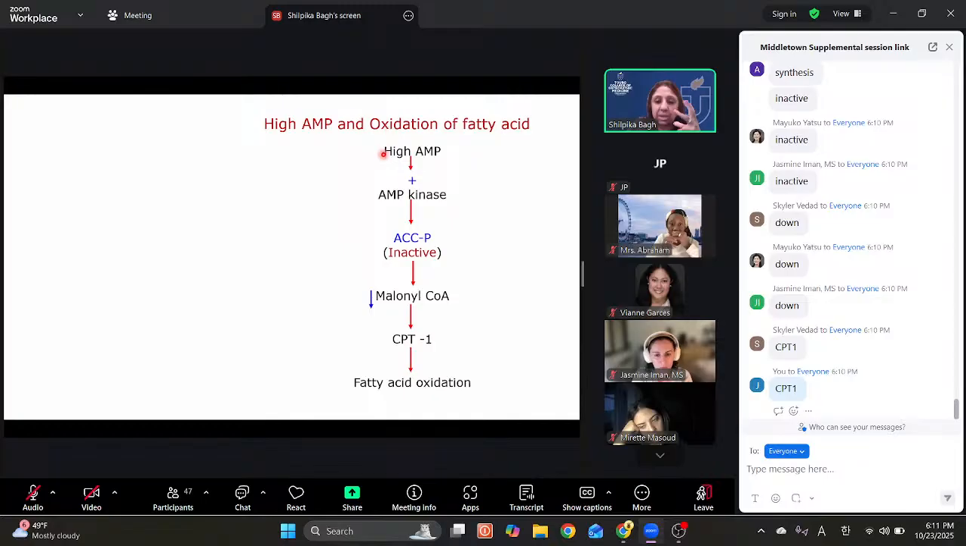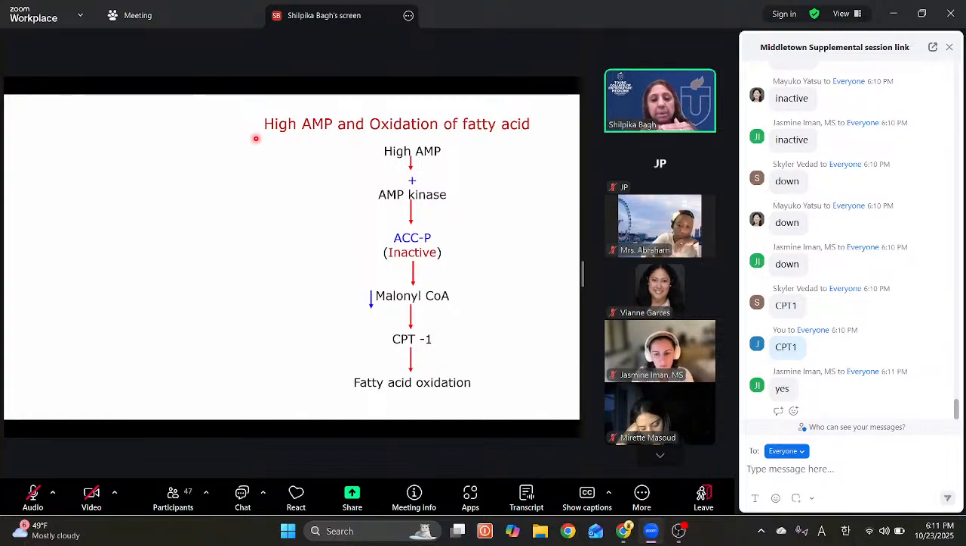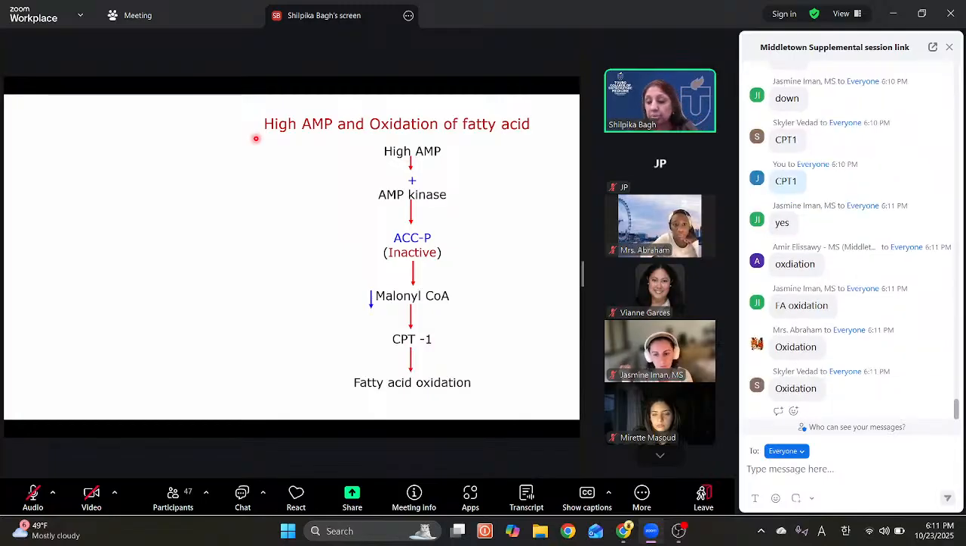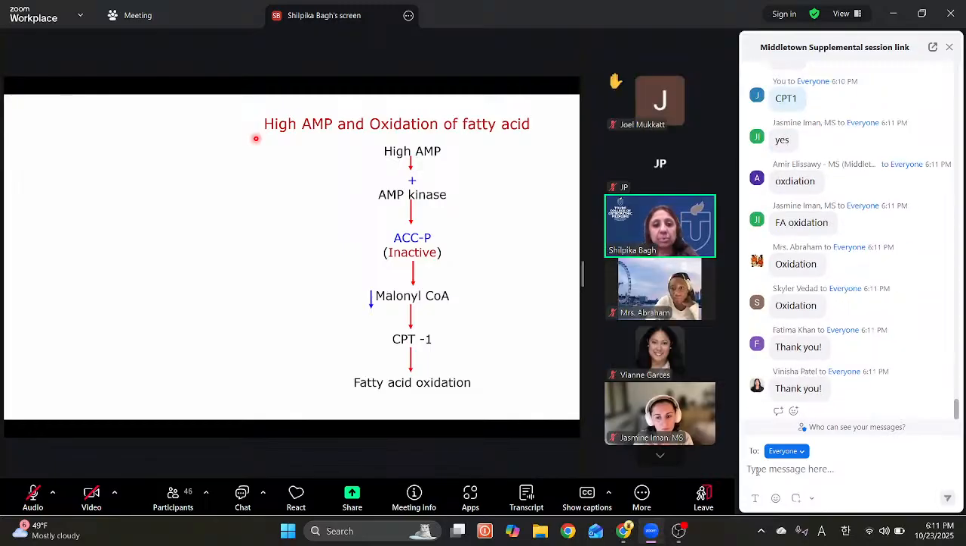Also, when you are in a low energy status, do you want ATP? So will you turn on fatty acid synthesis or fatty acid oxidation? Oxidation. This is exactly what it is doing. And the rest we will do tomorrow. Okay, I hope this helped, and I'm going to share the slides.